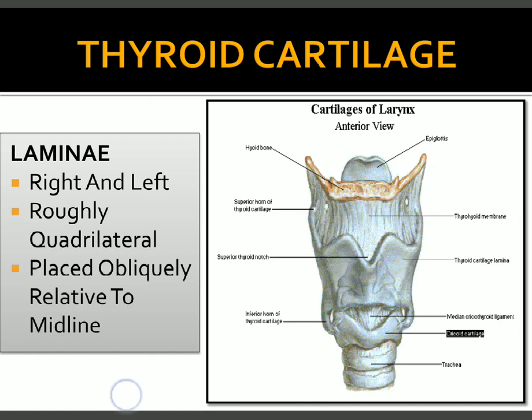There are two laminae, two parts, right and left. These laminae are roughly quadrilateral in shape, obliquely placed relative to the midline. If you see these laminae, in relation to the midline, they are obliquely placed. If you see their direction, they are oblique in relation to the midline.